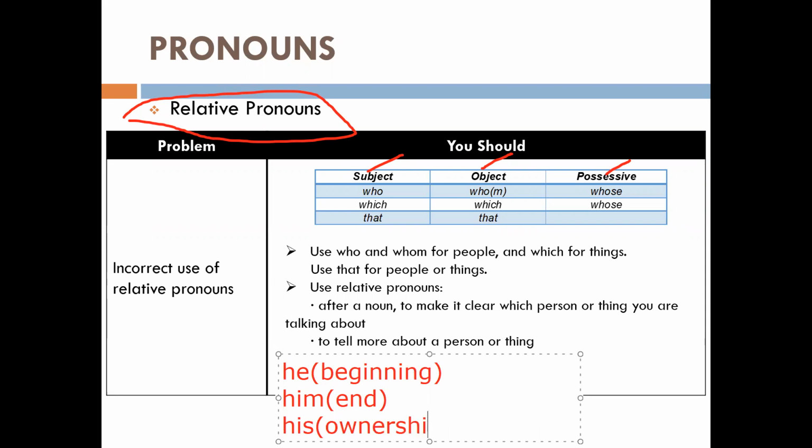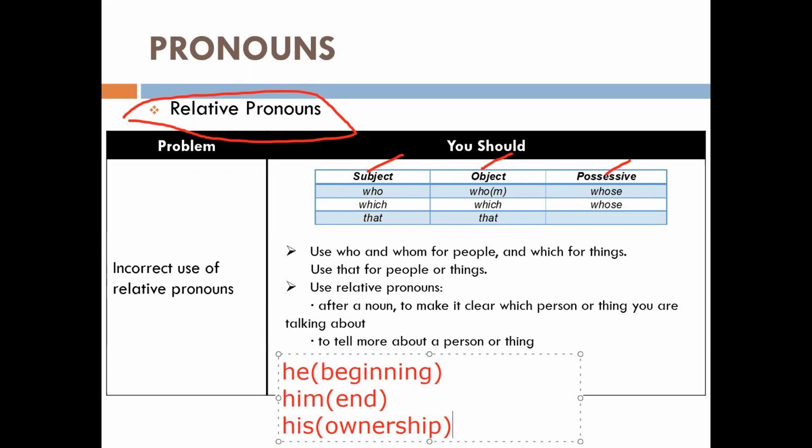And his is for ownership. So let me give you an example. Alright. He is my uncle. So my subject, he, is in front. Now, if I want to use the same gender pronoun, singular, for a male person, but I will put it at the end: my uncle is him.